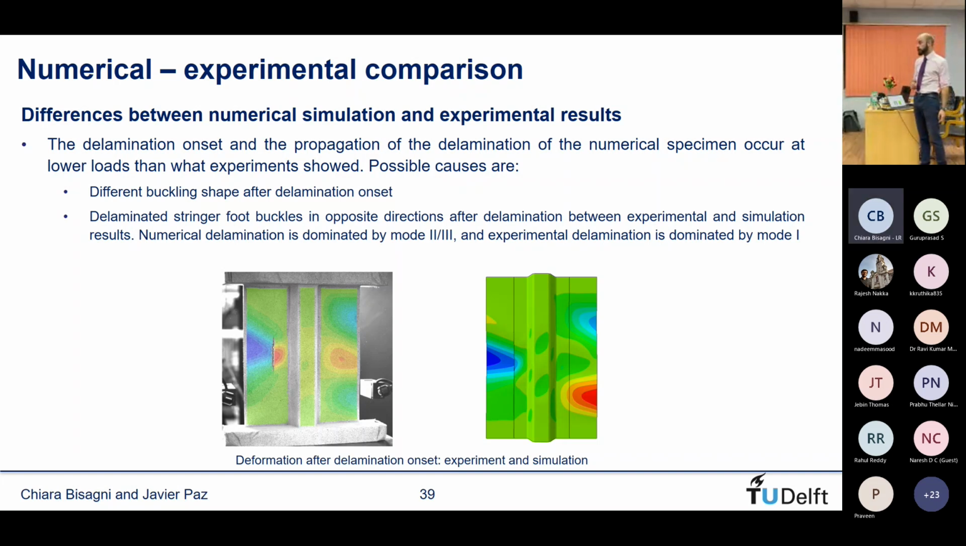Then a few other differences that we saw is that in the numerical model, the delamination propagated smoothly, while in the experiment, it was sudden, always, both for delamination onset and for propagation to the opposite stringer foot. That there is some sticking. Also, when you manufacture a component like this with a Teflon insert, there's going to be some sticking between the stringer foot and the Teflon. So that means that some energy is built up there, and at some point just releases. That's something that we cannot capture in the numerical model.